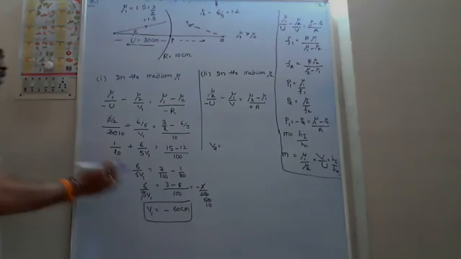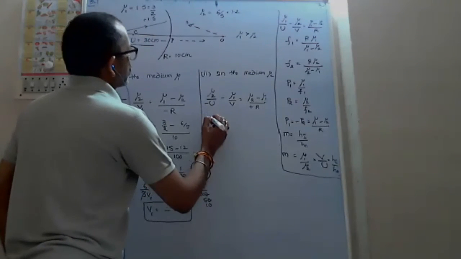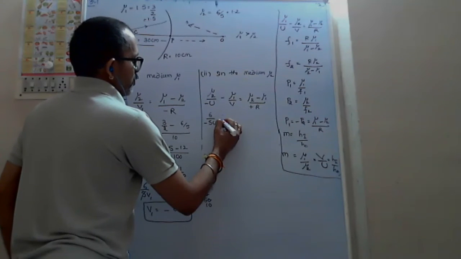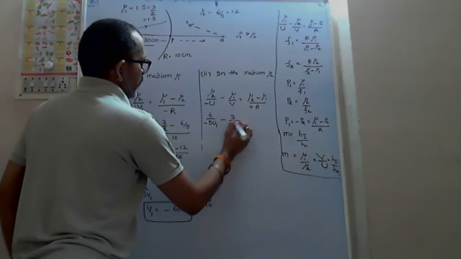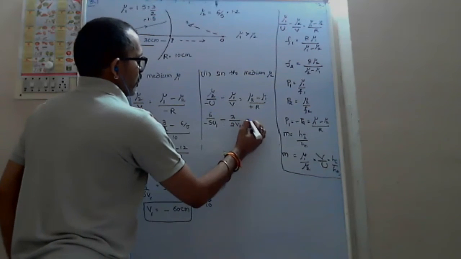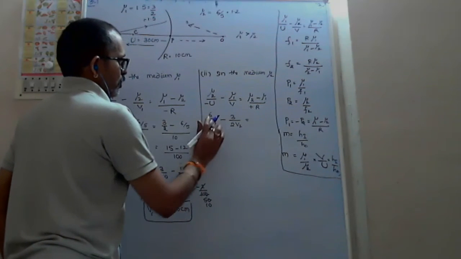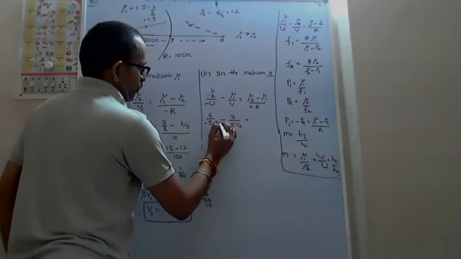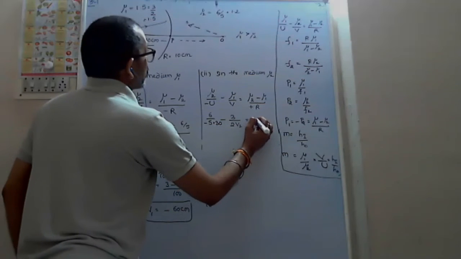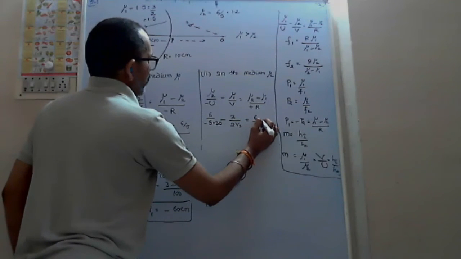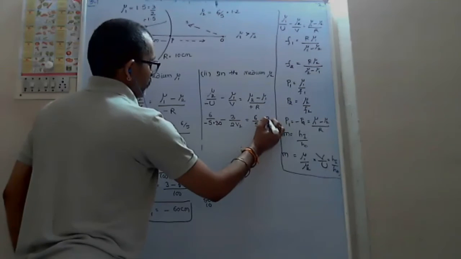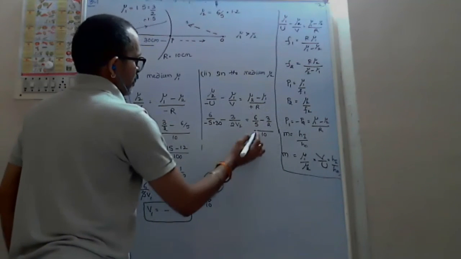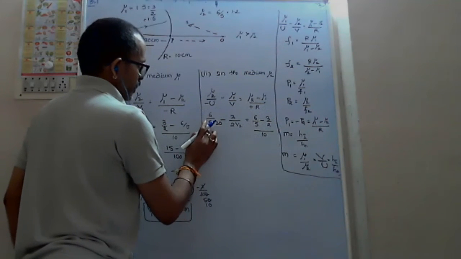I will try to solve it quickly. U2 is 6 by 5, minus U1, 3 by 2 V2. U is 30, Nana? Minus 150, I think, sir. That is, I will check now. Quickly I will try to. R is 25, minus R is 30. Sign correct.